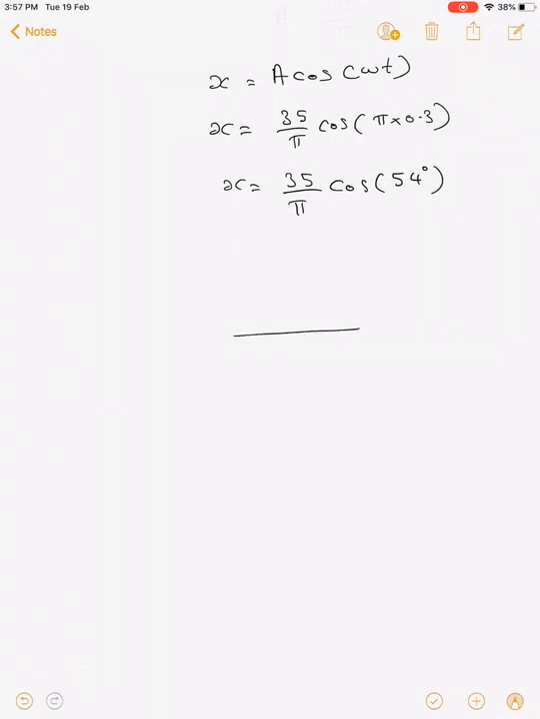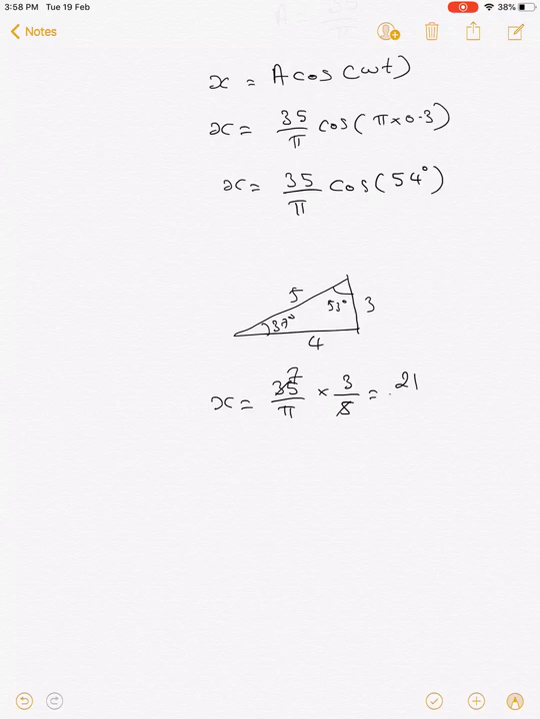We know that if one angle is 37 and the other is 53, then the sides will be 3, 4 and 5. So cos 53 is approximately equal to 3 divided by 5. So x equals 35 divided by pi into cos 54, which we can approximate as 3 by 5. So its value will be equal to 21 divided by pi.